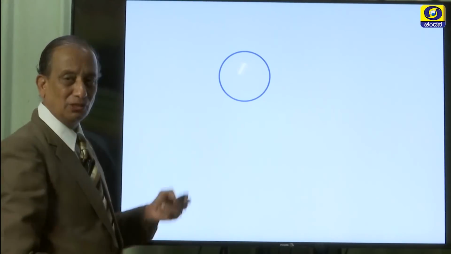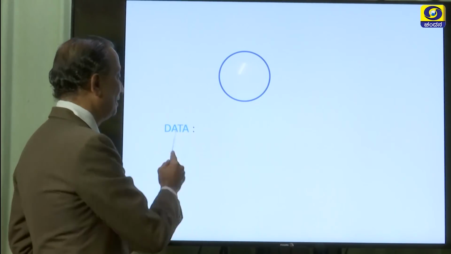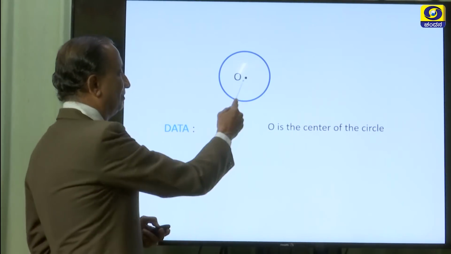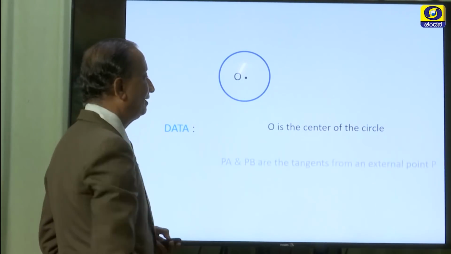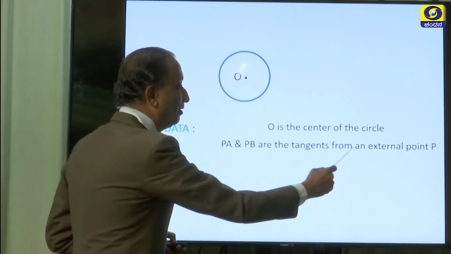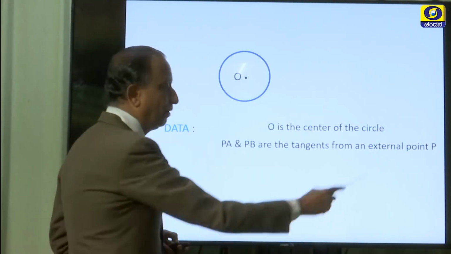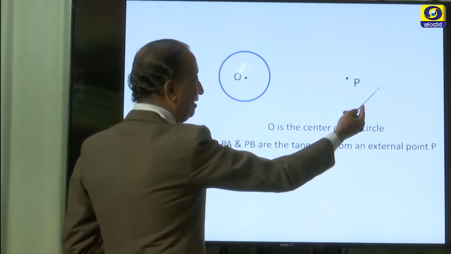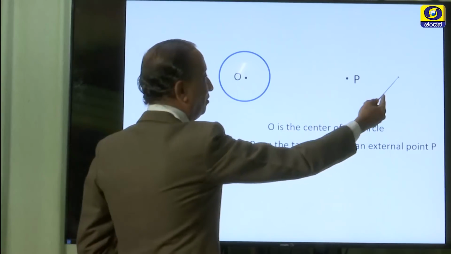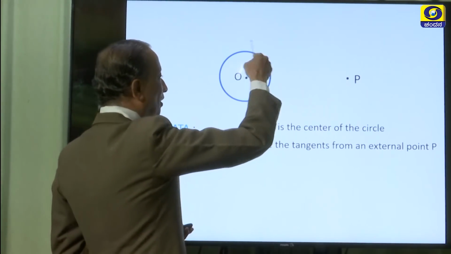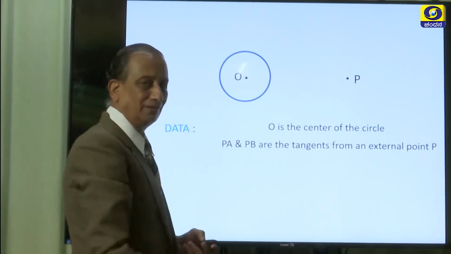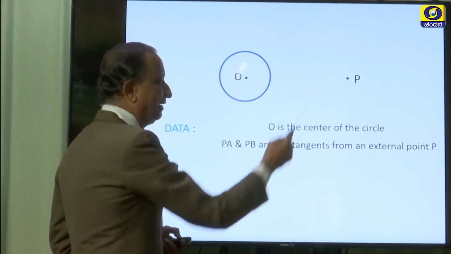So now let us draw the suitable figure for this. So here is the data. O is the center of the circle. So you can see here, this is the center, and PA and PB are the tangents from the external point P. So let us consider a point somewhere here, anywhere, as close or as far, you can choose, not on the circumference, not inside the circle, anywhere outside the circle, call it P.